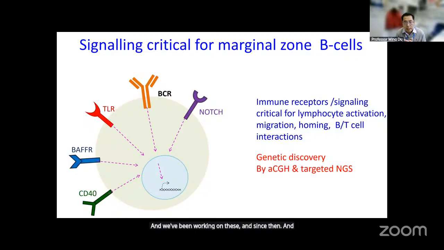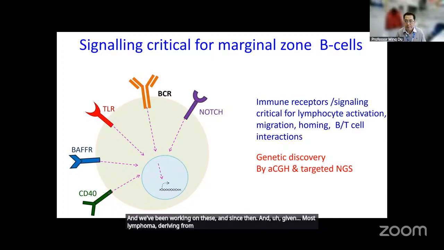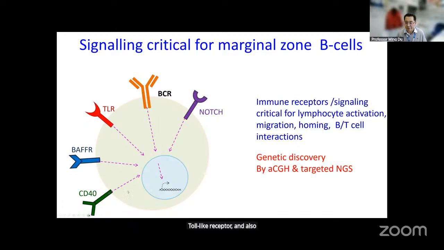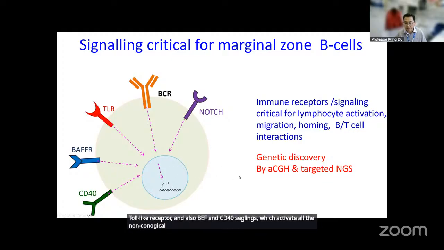Given that multiple lymphoma derives from the marginal B cells, several immune receptor signalings are very important for marginal B cell development. These include the antigen receptor, Notch signaling, Toll-like receptor, and also BAFF and CD40 signalings, which activate the non-canonical NF-kappa B pathway. So we designed experiments to interrogate these signalings and identify the key players that may be targeted by somatic genetic change.